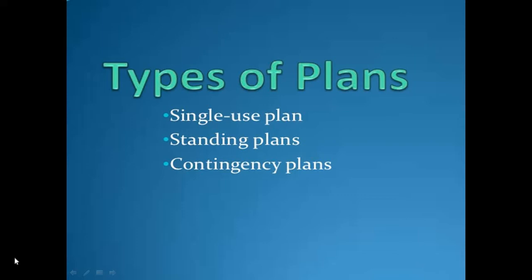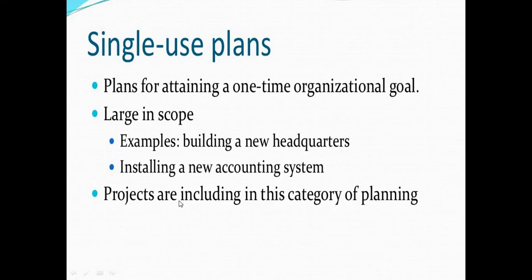So there are basically three types of plan. The number one is known as single-use plan. Then there are standing plans and contingency plans. What are the single-use plans? Single-use plans are for attaining a one-time organizational goal, large in scope. Examples: building a new headquarters, installing a new accounting system. Projects are included in this category of plan.